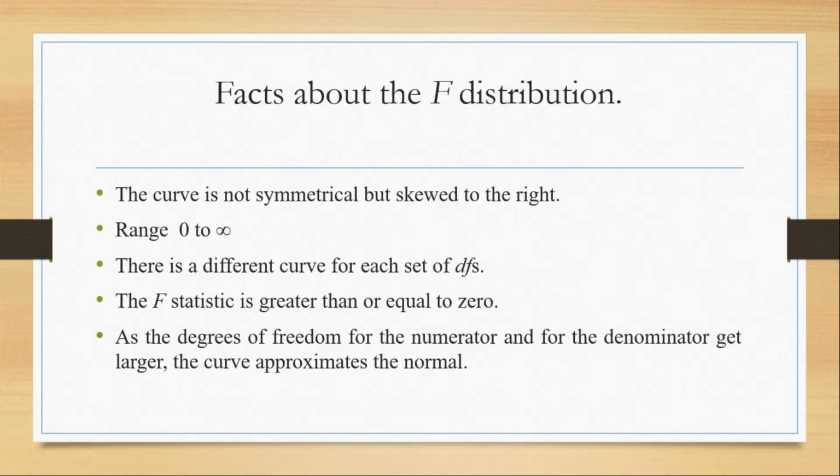Here are some of the facts about the F distribution. The curve is not symmetric, it is positively skewed. The F distribution range is from 0 to positive infinity, and there are different curves for different sets of degrees of freedom. The F statistic value is always greater than or equal to 0, and as the degrees of freedom of the numerator and the denominator get larger, the curve approaches the normal.